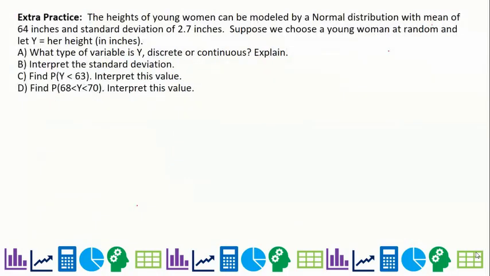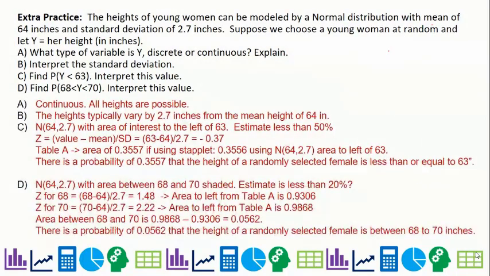And then one more just to show you before we get started. The heights of young women can be modeled by a normal distribution with a mean of 64 and a standard deviation of 2.7 inches. This one is continuous because we're assuming people don't make little jumps, all right? And when we interpret the standard deviation, remember how to interpret standard deviation. The heights typically vary by 2.7 inches, the standard deviation, from the mean, which is 64 inches.